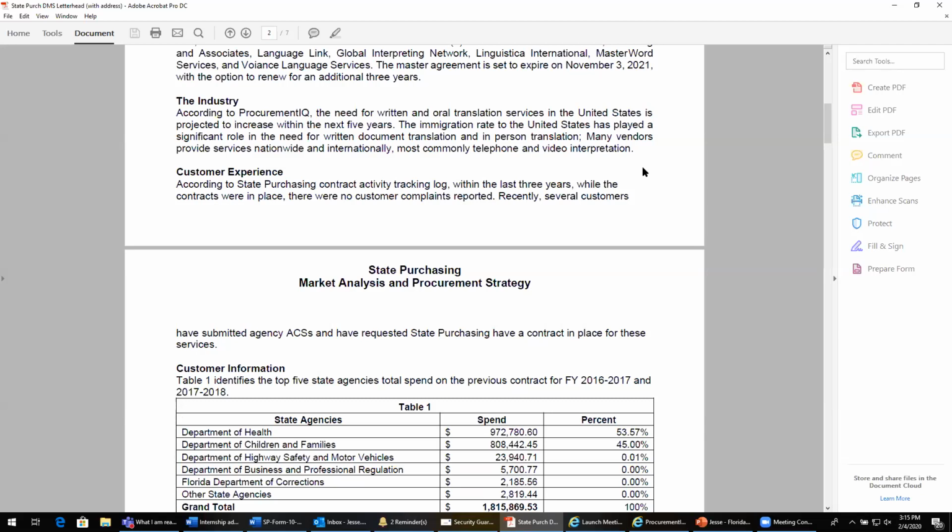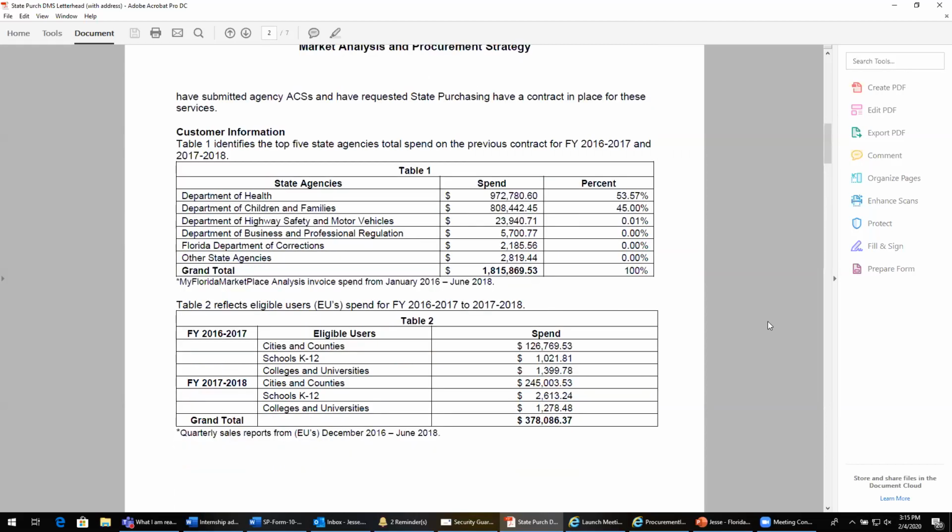We may do that by way of getting with the Bureau of Contract Management. We issue customer surveys, and we also have focus groups for our large spending agencies, where we can have a more intimate setting to talk to them and see what their procurement needs are. And then we go into customer information. We want to know who is buying this good or service. Here we've clearly identified our top state agencies that are purchasing translation services. The Department of Health and Children and Families are by far our largest customer need here.